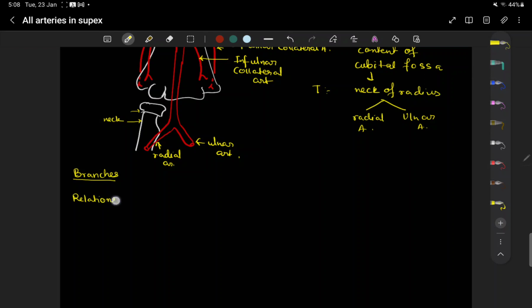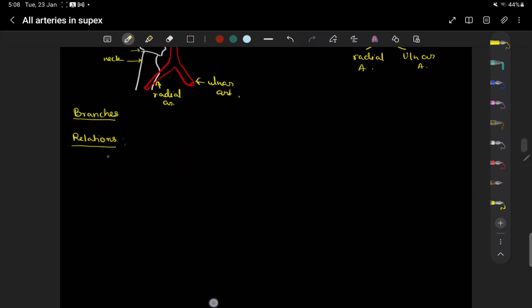For the relations, always imagine the course, okay? We always have to imagine the course for the relations. So if we talk about the anterior relations, imagine what is present anteriorly. And if you think about it, you will mainly find it in three parts. Like in the upper part you will find the medial cutaneous nerve of the forearm.